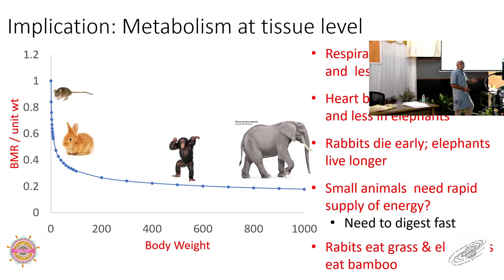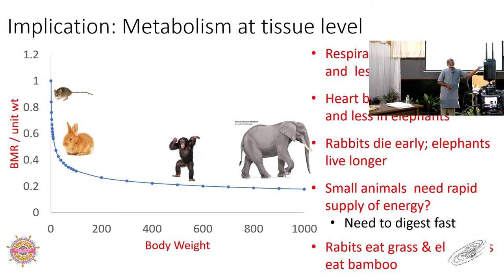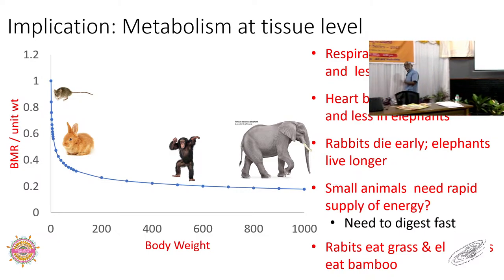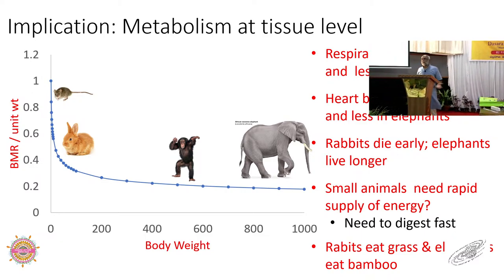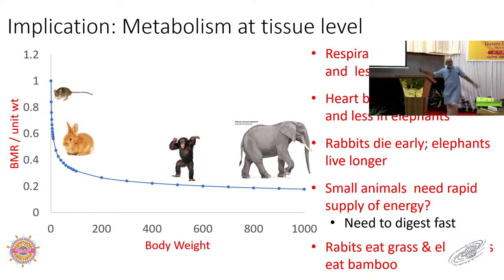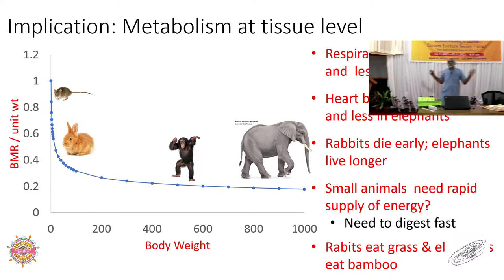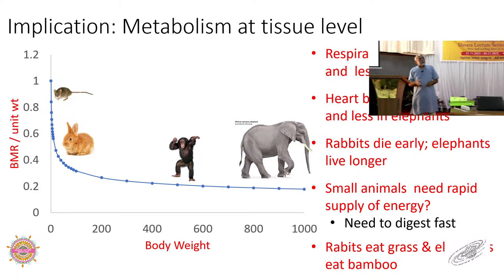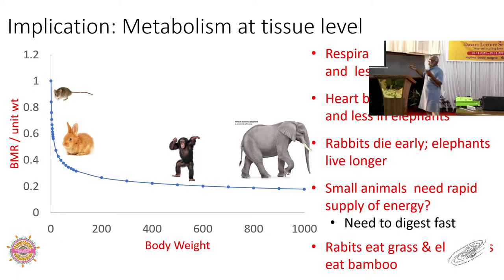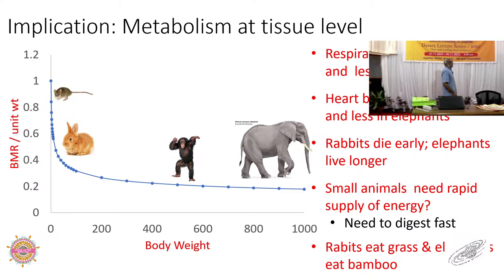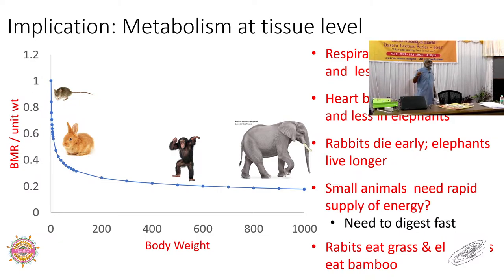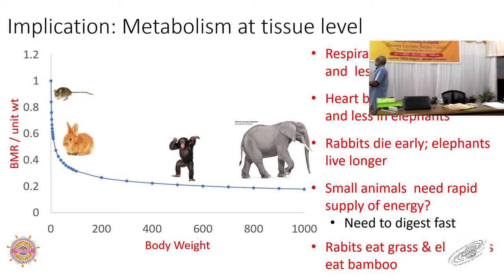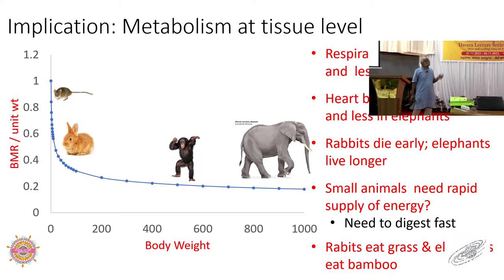Fast energy supply comes from eating grass or bamboo? Grass. So rabbits eat grass because they want fast energy and they cannot survive eating bamboo, whereas the elephant is a slow guy. So they eat the bamboo, they digest it slowly, energy release is also slow, their heartbeat is also slow, their respiration is slow, and they live long. You all agree with me? Okay. Rabbits eat grass, elephants eat bamboo because of this reason.